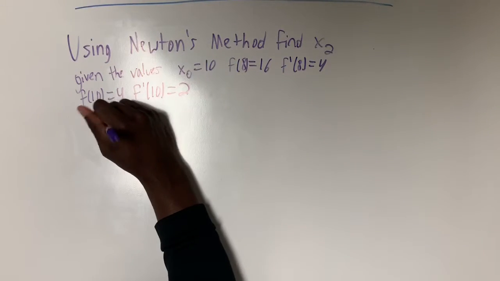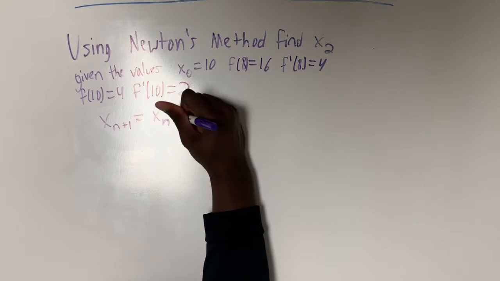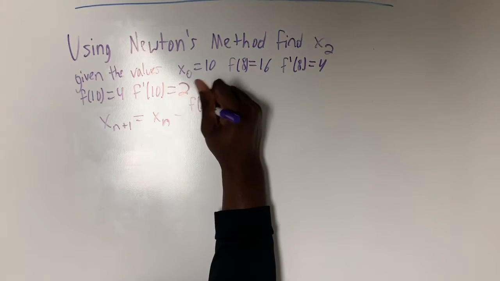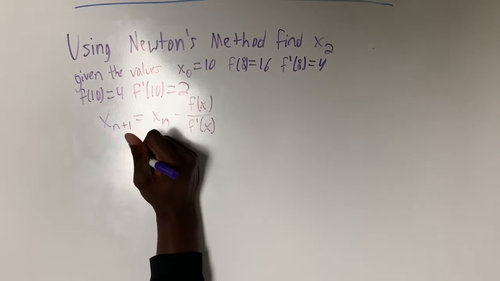In our second example, we're going to be using Newton's method to find x2 with given values. We're given our initial x, f of 8, f prime of 8, f of 10, and f prime of 10. We're going to write down Newton's method's formula first, so that way we know which values to be looking for.